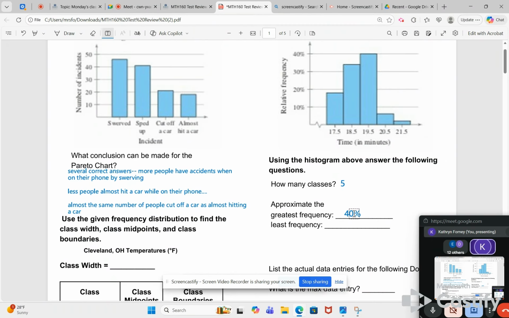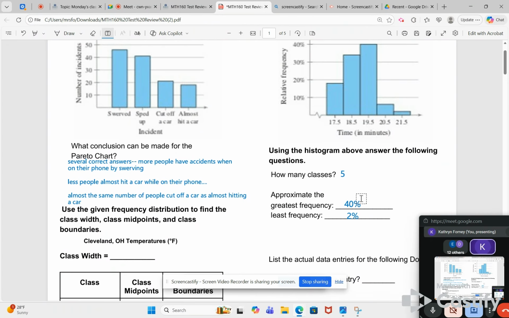Now, 19 and a half has the greatest frequency, but it says approximate the greatest frequency. Now, approximate the least frequency. So, the least frequency occurs at 21 and a half, and I personally would say that's about 2%. Now, if you had said 1%, would I be like, "Oh, nope, you're wrong." No. But you should have less than 5%, because 5% would be about halfway here. So I would say about 2%.